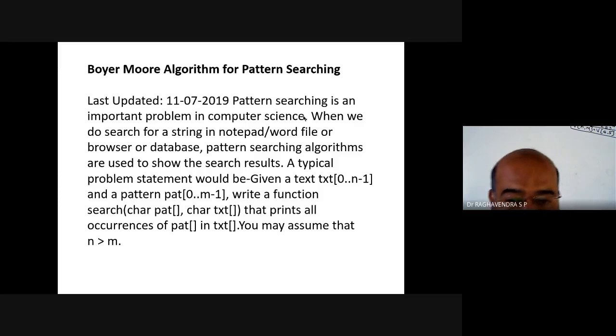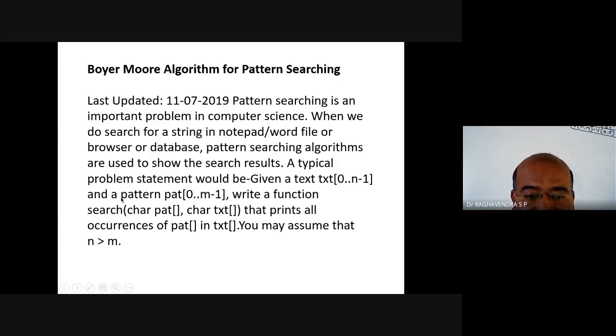Under this we have the standard searching algorithms, and one of them is the Boyer-Moore algorithm. It's a typical searching problem. The statement is as follows: you will be given a text. The variable is txt, and this is considered a text indexed from 0 to n minus 1. It is an array of characters because it's a string, so the indexing starts from 0 up to n minus 1, where n is the length of the text.